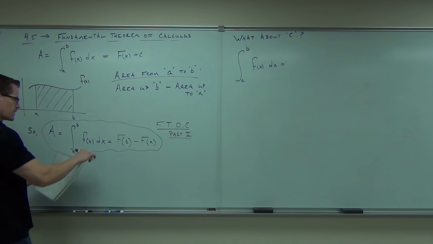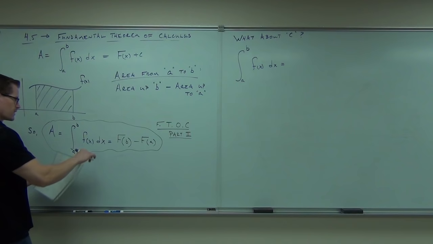Now, some of you might be wondering, why don't we have a C1 and a C2? They're the same constant. Why are they the same constant? How do we know that for sure? They're from the same function. If you're integrating that same function, you're not switching functions on me, are you? Integrating the same thing, whatever C you get is your C. No matter what you're plugging in, that's going to be the same function itself. Does that make sense?